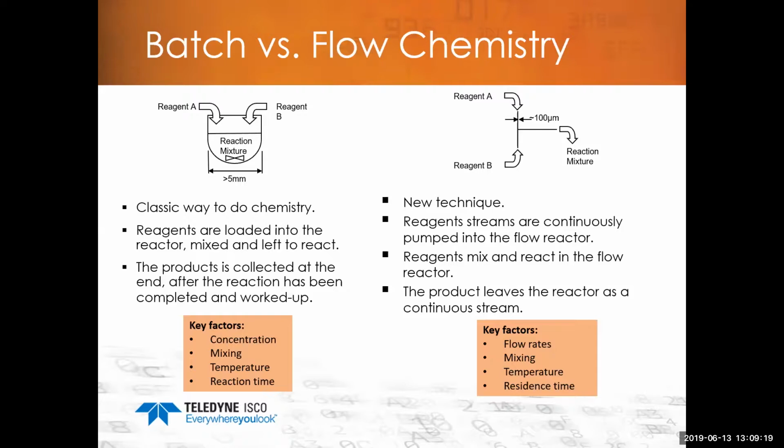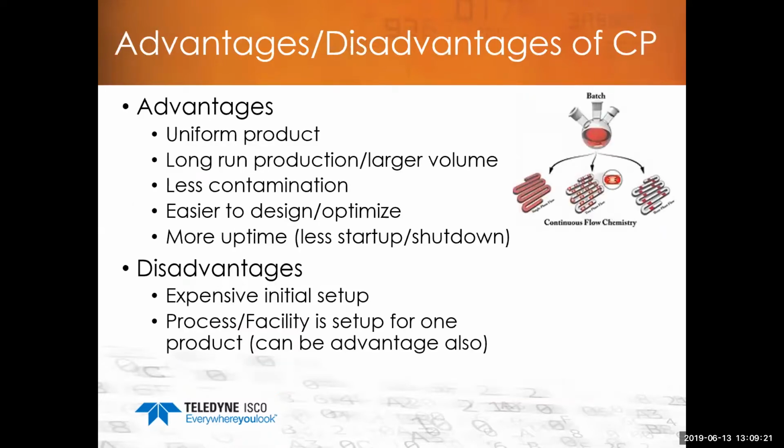One of the benefits of flow chemistry is you get uniform product. You can do a long run or a shorter run if you want, with less contamination. It's easier to design, easier to optimize, and there's more uptime. There's less effort to start up and shut down. And you don't have to clean the vessel out like with batch. You have a reactor, that's it.